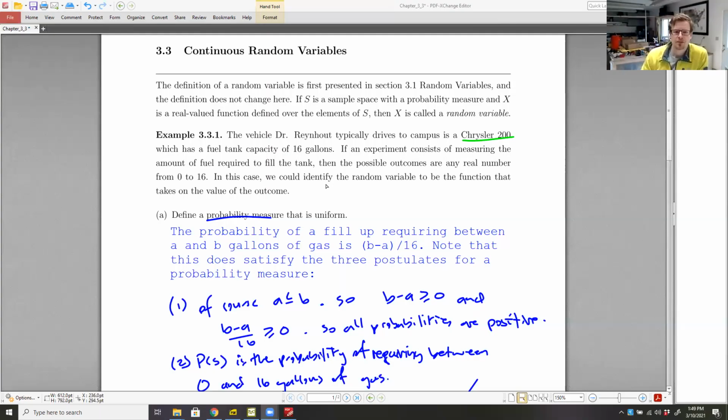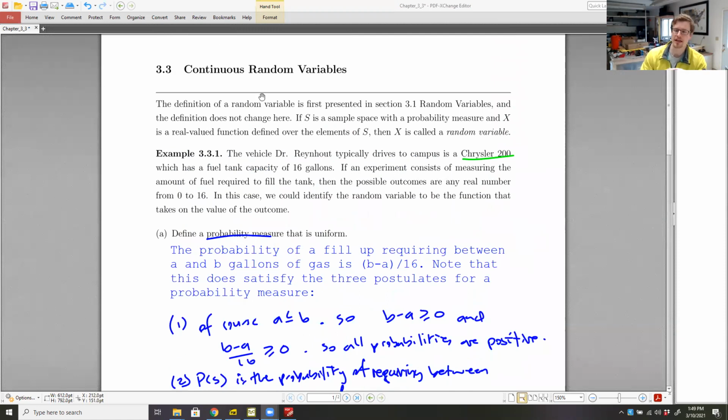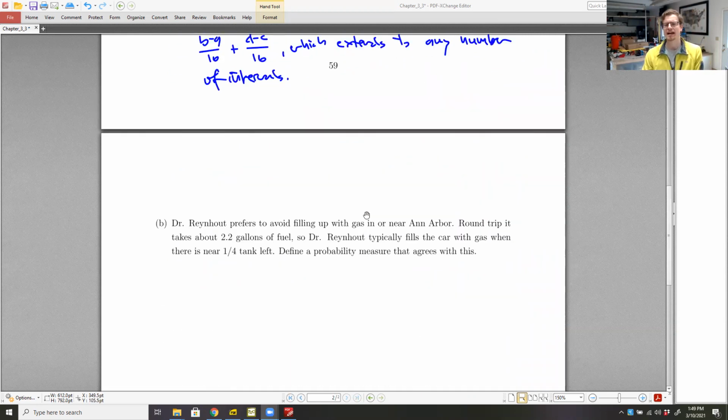All right, so the situation, again, is still that we're looking at the Chrysler 200, which could take as much as 16 gallons of gas, because that's how big the gas tank is. But in reality, it's not that I'm going to just fill it up willy-nilly whenever. The reality is that it's typically about the same time that I fill it up. So we could say, well, when does Dr. Reinhold typically fill up his fuel tank?